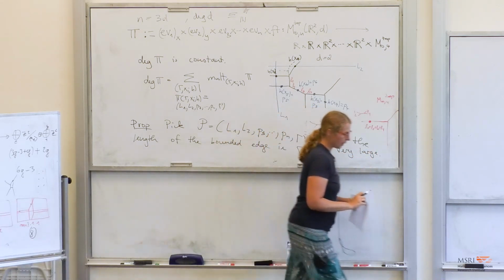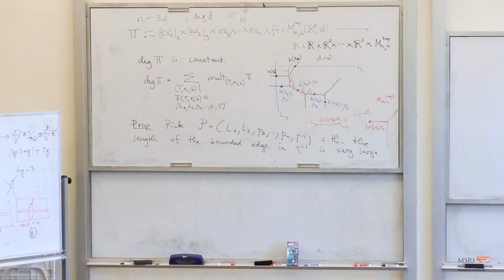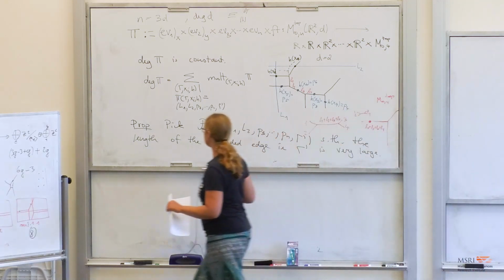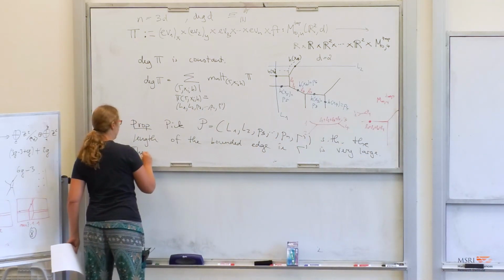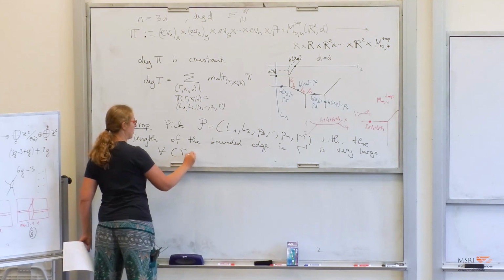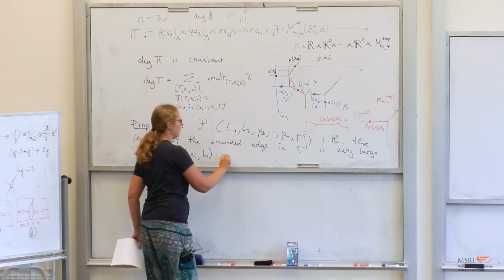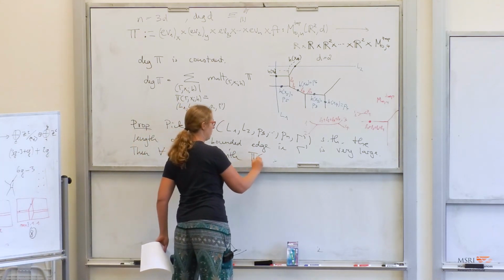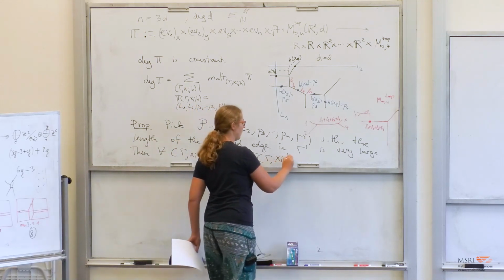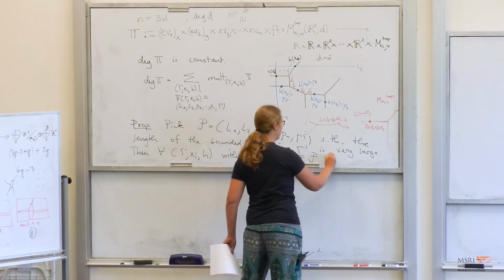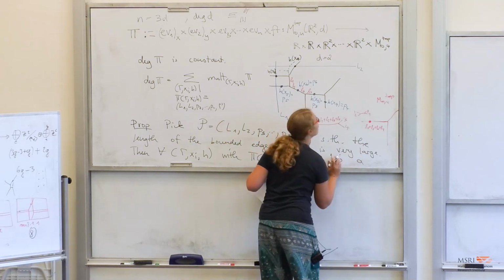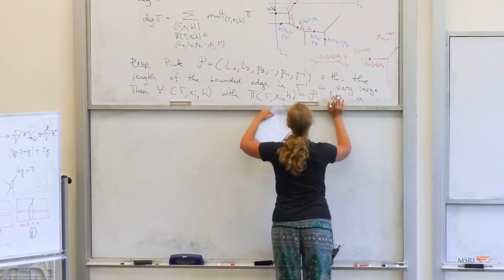Very large. And the statement is that then every tropical stable map that maps to this P under pi will have a contracted bounded edge. Then every tropical stable map, gamma xih, with pi of gamma xih equal to P has a contracted bounded edge.